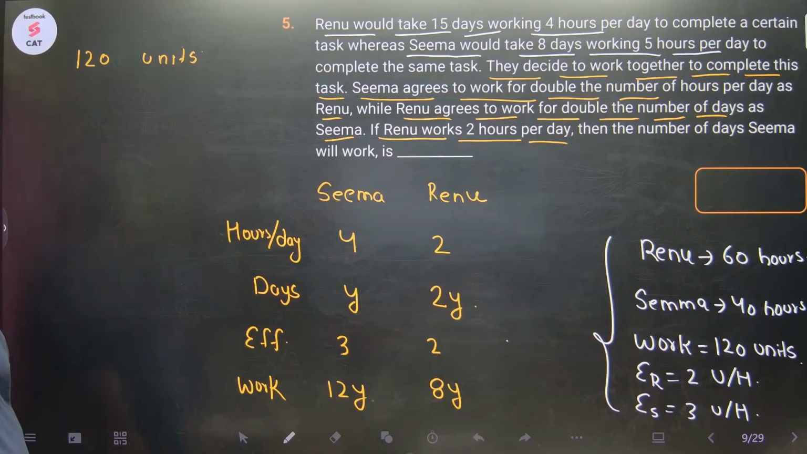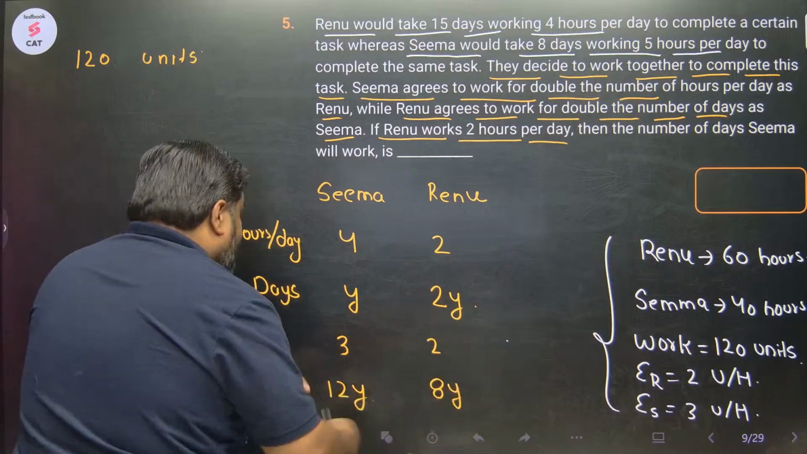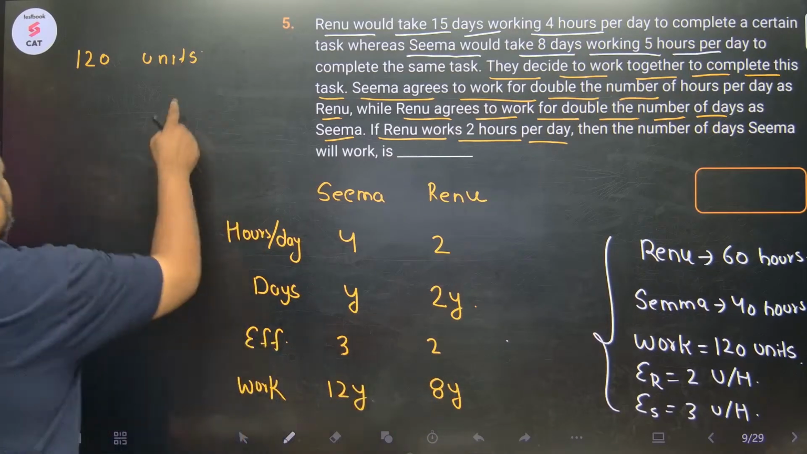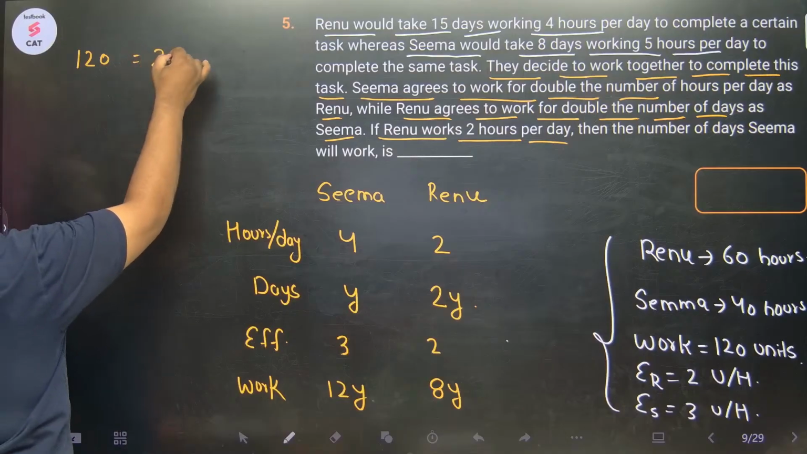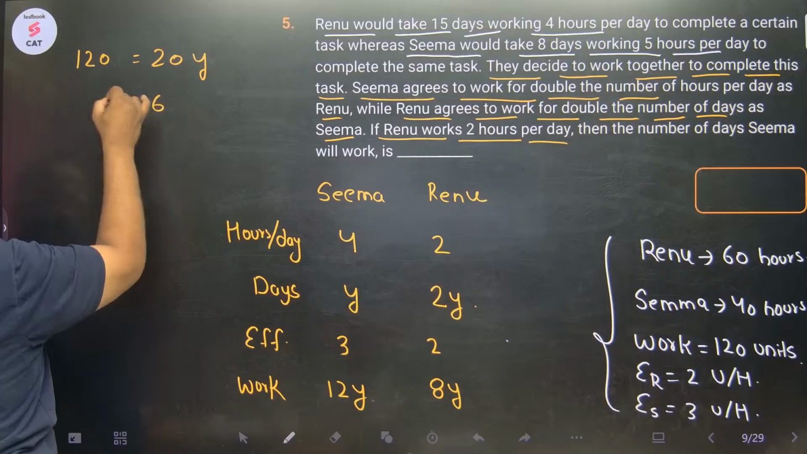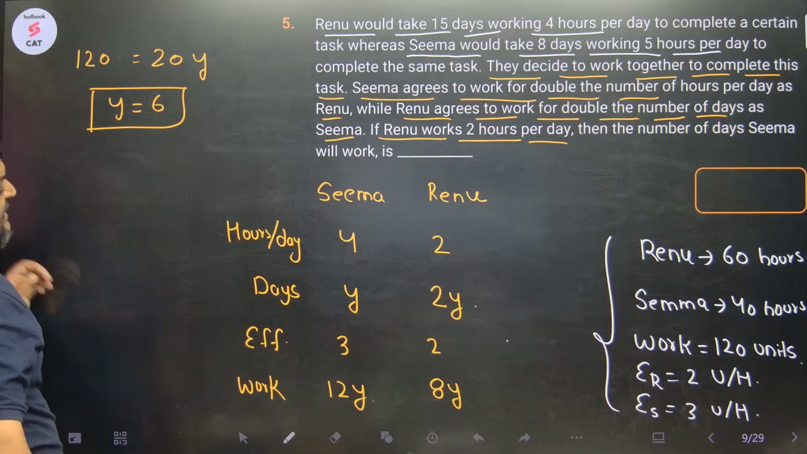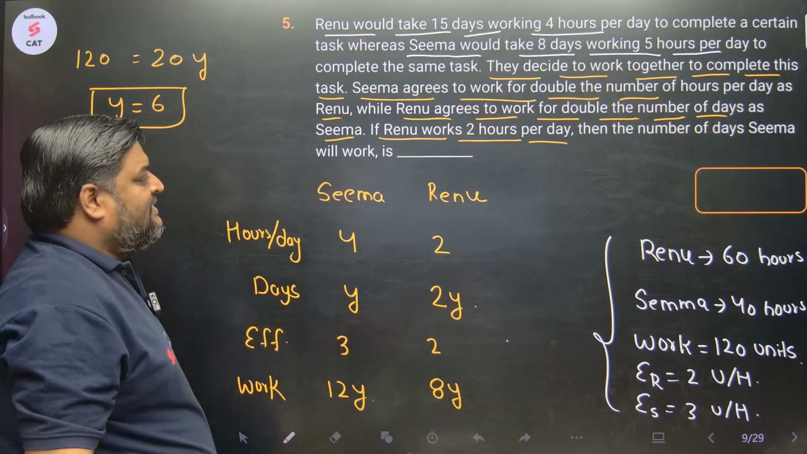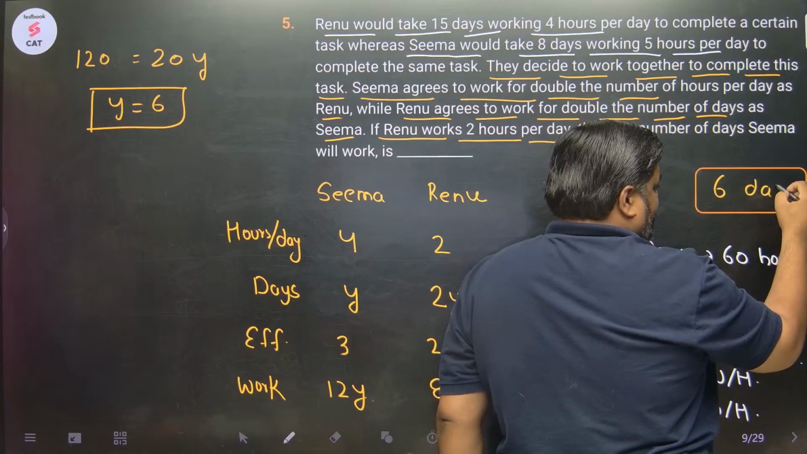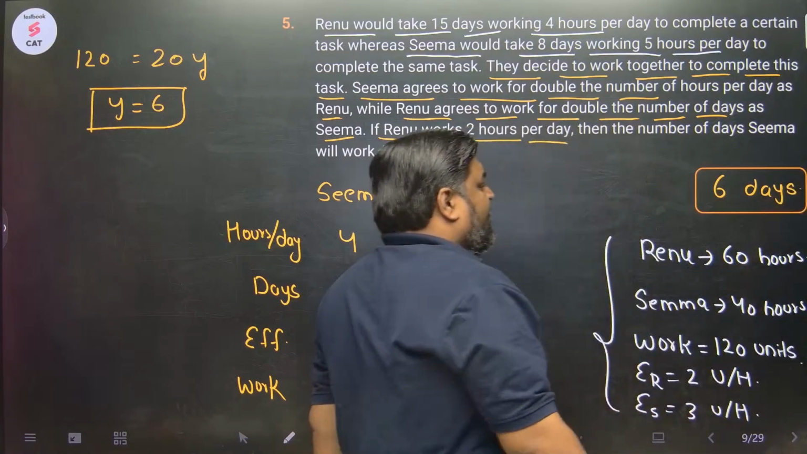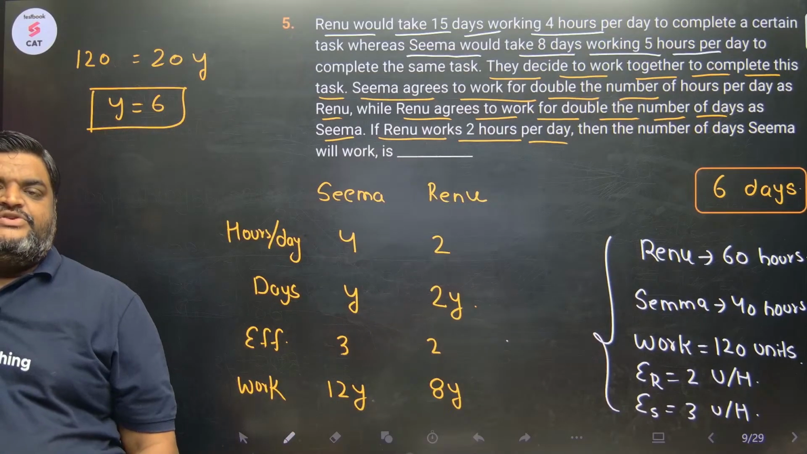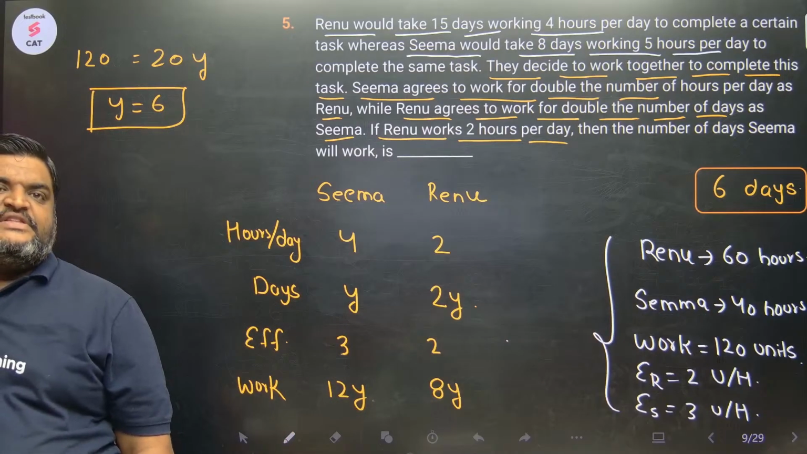This is 8y, and the total work done is 120 units. So 12y plus 8y, which is 20y. 20y is equal to 120. So y is 6. Number of days Seema works is 6. Very good, Ayush. 6 is the right answer.